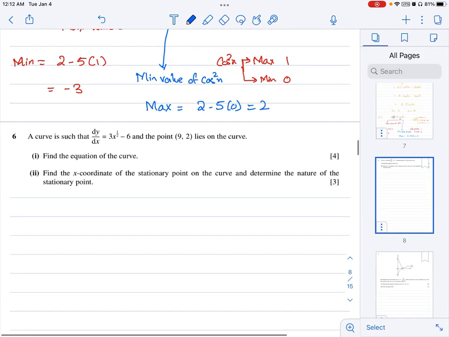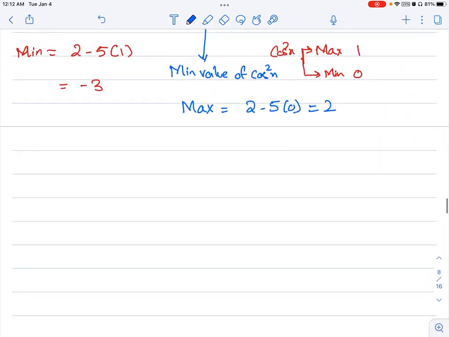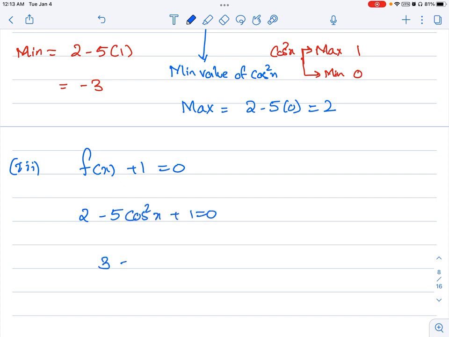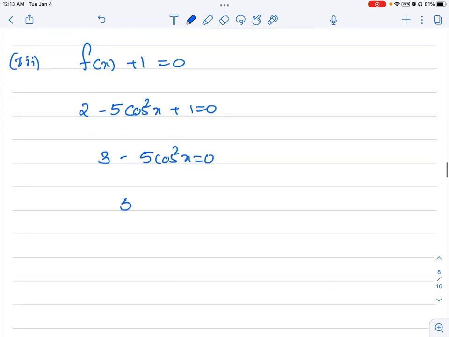So let me add a page again. He is asking in the third part, f of x plus 1 is equal to 0. f of x is nothing but what? 2 minus 5 cos square x plus 1 is equal to 0. 3 minus 5 cos square x is equal to 0. 5 cos square x is equal to 3. So cos square x equals 3 upon 5. So cos x is equal to the square root of 3 upon 5, which is 0.6.